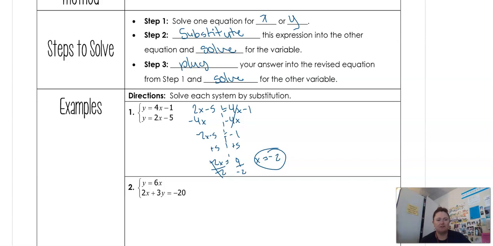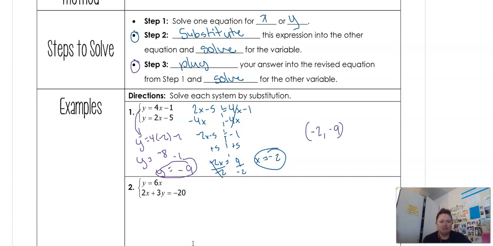Now, step 1 was already done, right? It was already solved. Step 2, we substituted and solved. Step 3, I'm going to plug negative 2 in for x in the first equation. So y equals 4 times negative 2 minus 1, which gives y equals negative 8 minus 1, so y equals negative 9. Now I'm just going to check it in the other equation to be sure I did it right. 2 times negative 2 is negative 4, minus 5 is negative 9. So my final answer is x equals negative 2, y equals negative 9.